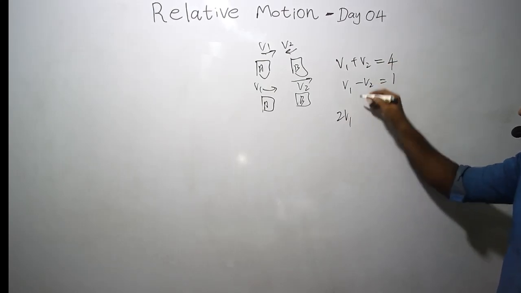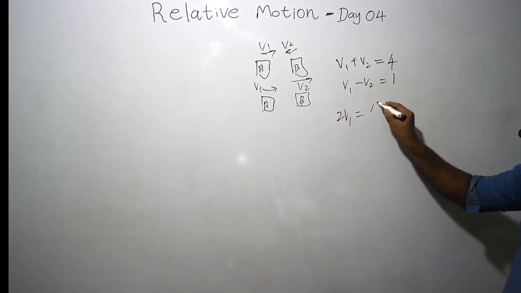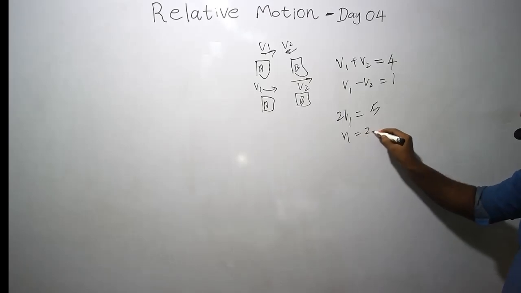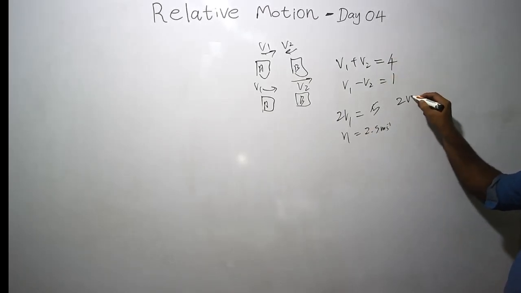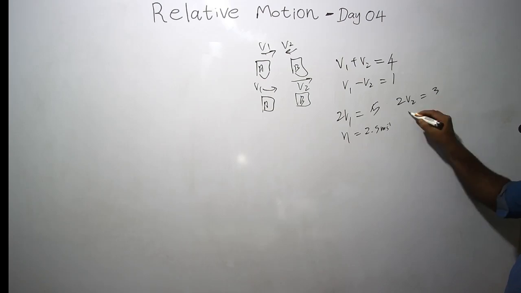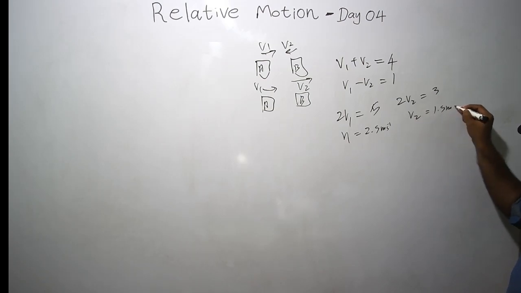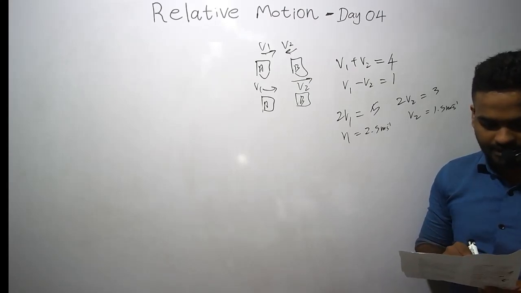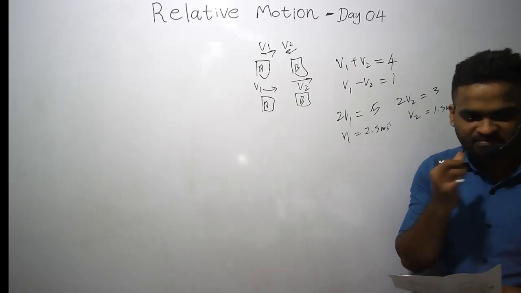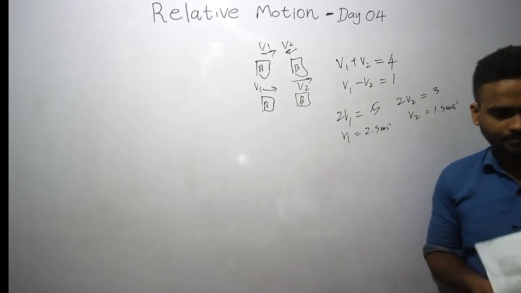If you add these two, you get 2v1 equals 5. So v1 is 2.5 meters per second. Then subtract these two, you get 2v2 equals 3. v2 is 1.5 meters per second. Yeah, the correct answer is second one, okay? Correct answer is second one.